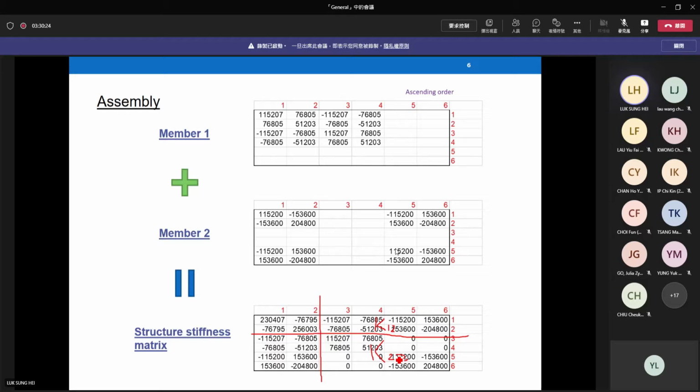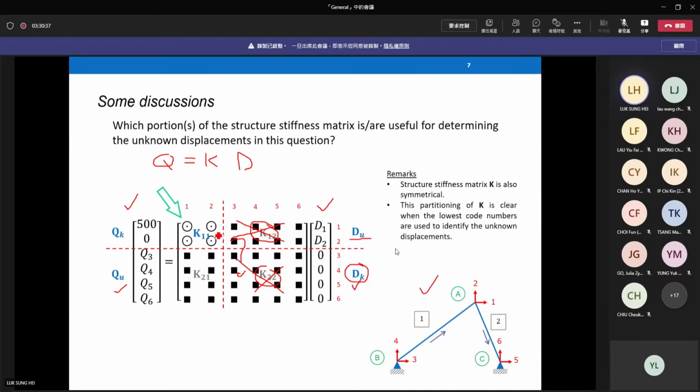But for the example here, I do all the calculations so that you can practice how to do the matrix assembly. But in reality, just evaluate the useful parts.